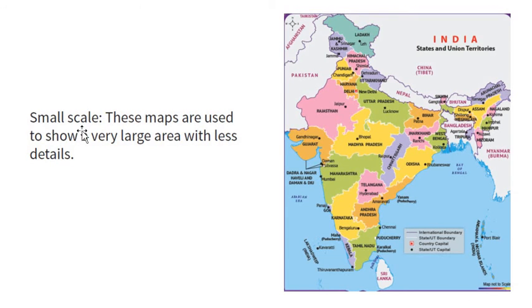Next, we have a small scale map. These maps are used to show a very large area. So here the entire area of India is shown. However, you will not find the details of particular cities, their roads, rivers, plateaus, mountains, because it's not possible to show this in such a small area.